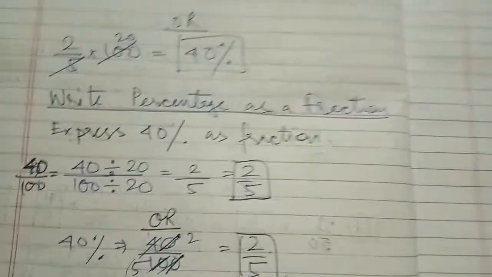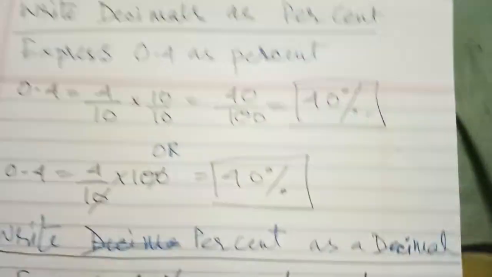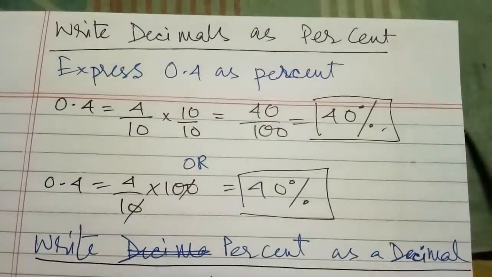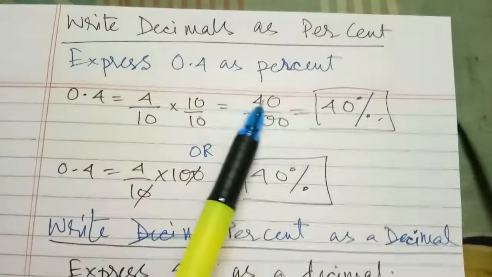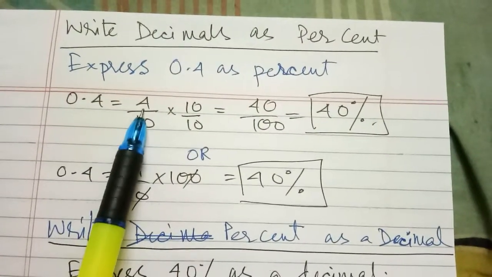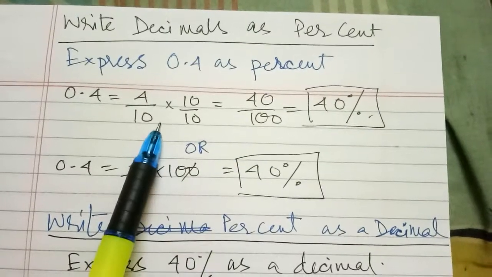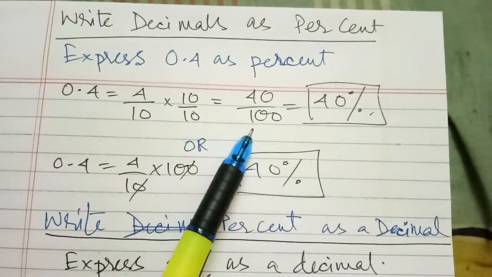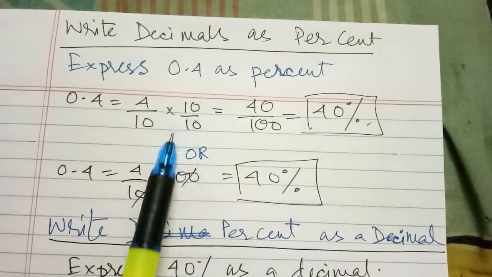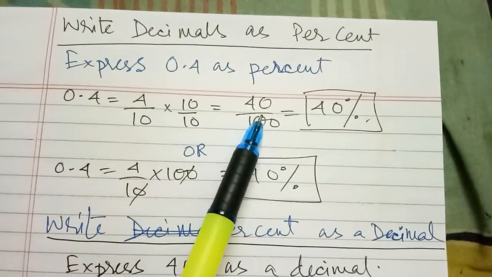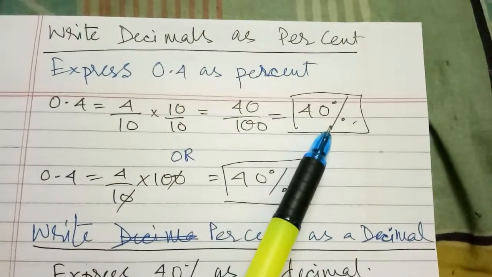Okay. Next we come to writing decimals as percent. Now you have to find percent from decimal. 0.4 means what? 4 by 10. You have to make the denominator 100, so you multiply 10 into 10, that is 100. And if you multiply the numerator 4 by 10, that will be 40. That is coming 40%.